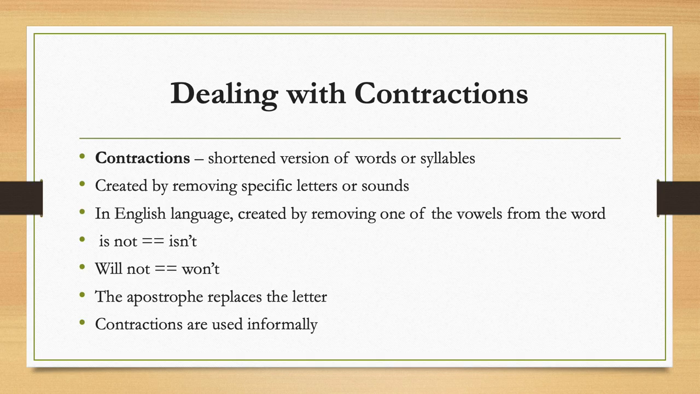So what are the words that usually use contractions? We have two words here, "is not", but sometimes we prefer to use a contraction of these two words, so you're going to use "isn't". Another example, if you have "will not", we are going to use the contraction "won't". Usually the apostrophe replaces the letter.